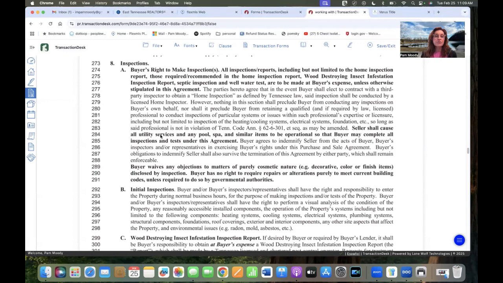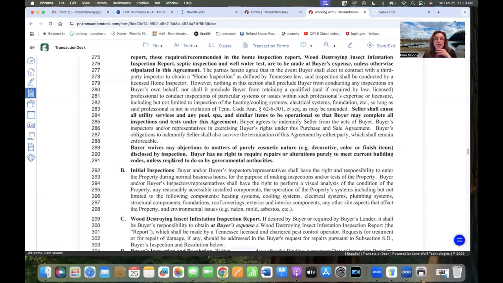Seller shall cause all utility services and any pool, spa, and similar items to be operational so that the buyer may complete all inspections and tests. Under this agreement, buyer agrees to indemnify seller from the acts of buyer's inspectors and/or representatives in exercising buyer's right under this purchase and sale agreement. Buyer's obligations to indemnify seller shall also survive the termination of this agreement. So you want to get someone licensed, and make sure they're not going to screw things up.